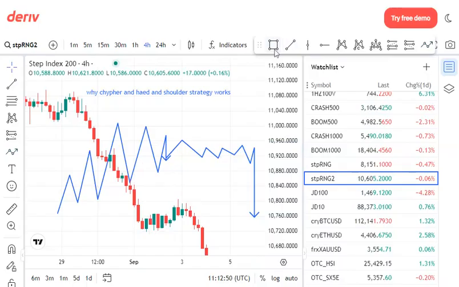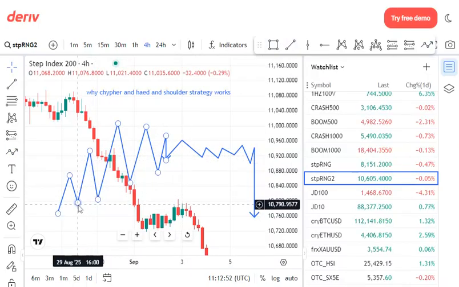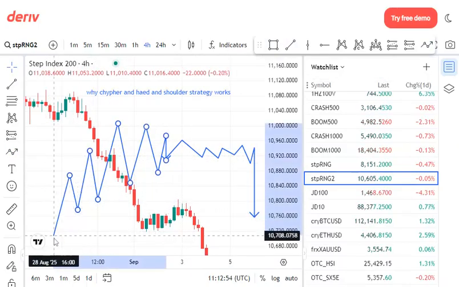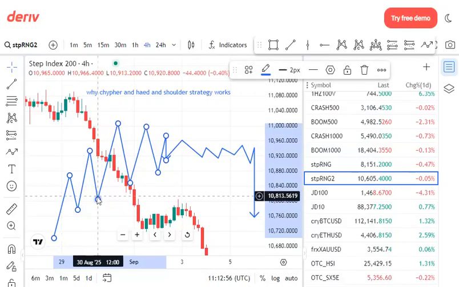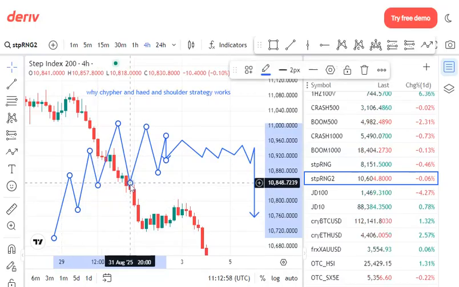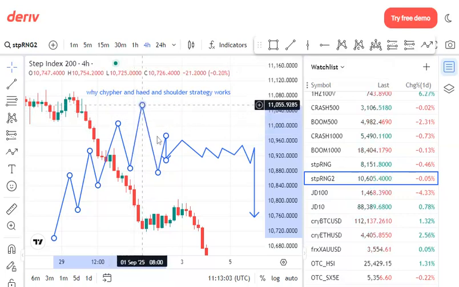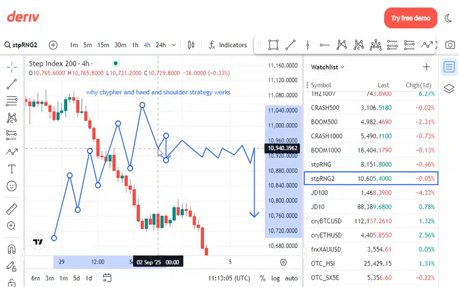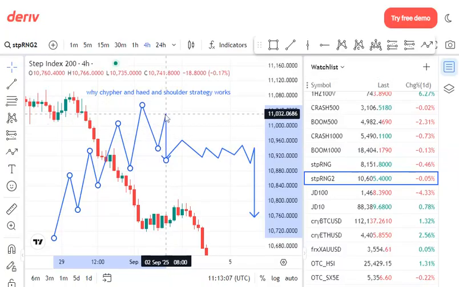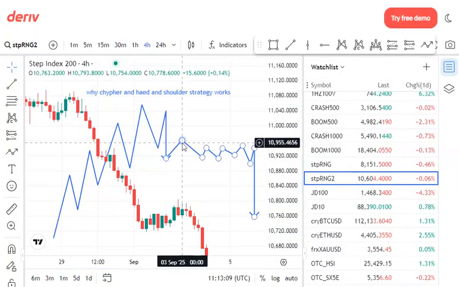Head and shoulder is a strategy that shows a reversal. Head and shoulder is a strategy that reverses your trend for you. Now, when head and shoulder is about to play out, it represents the momentum of the market that tells you something is about to change.